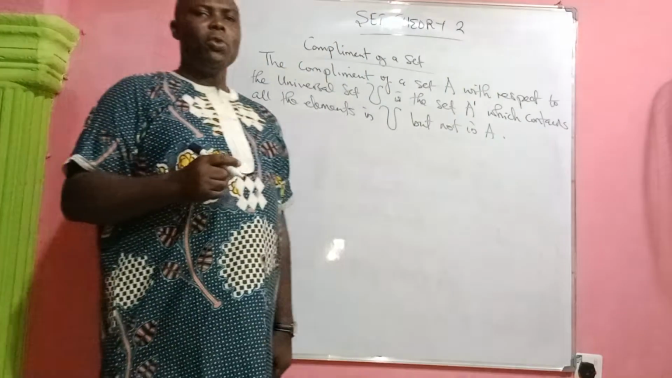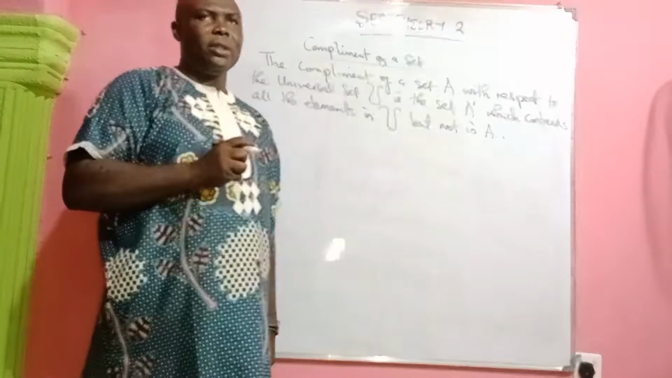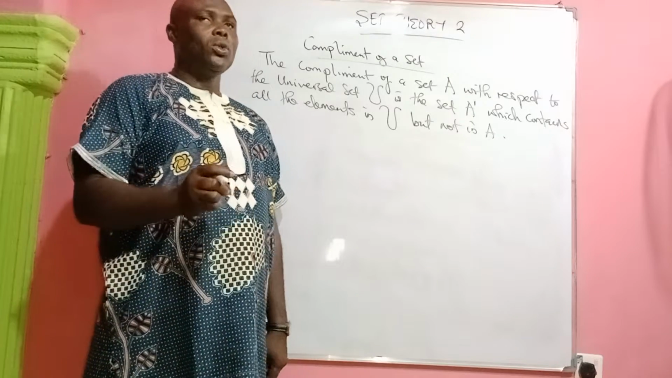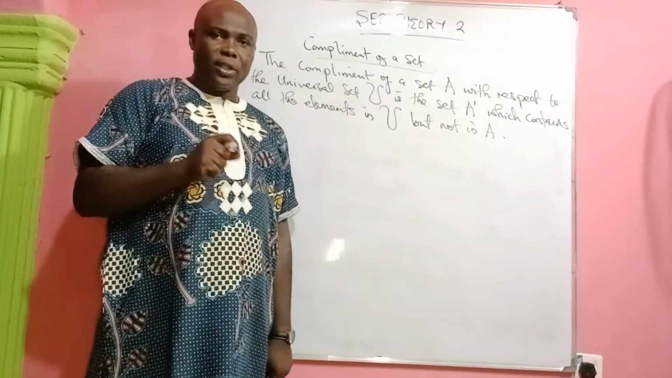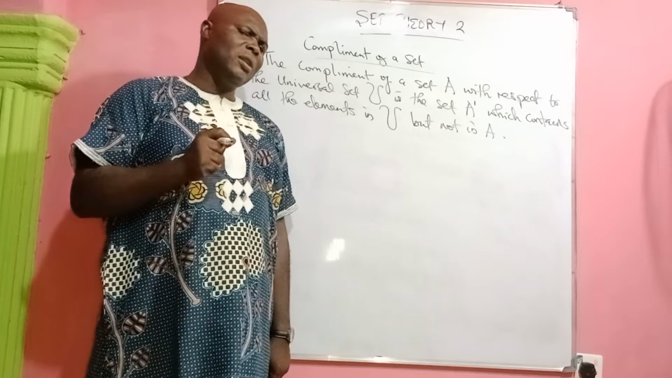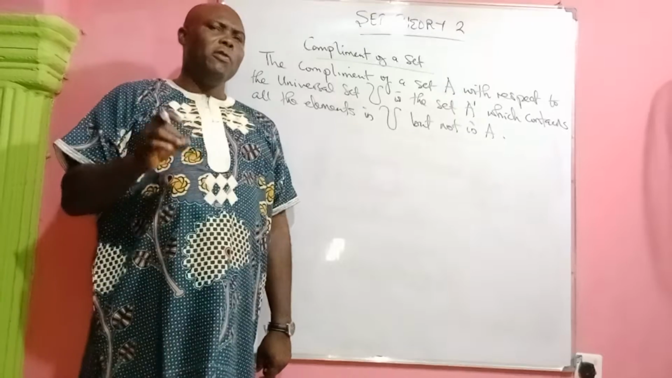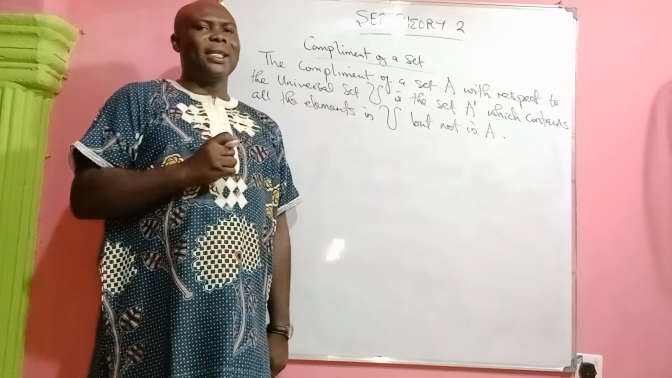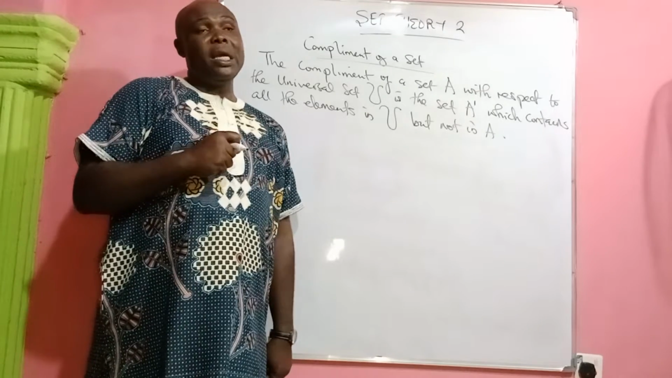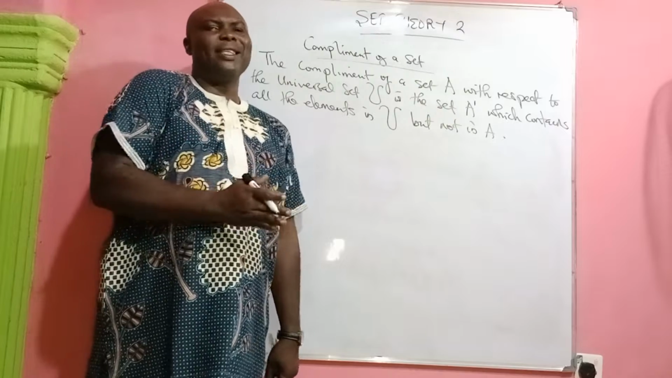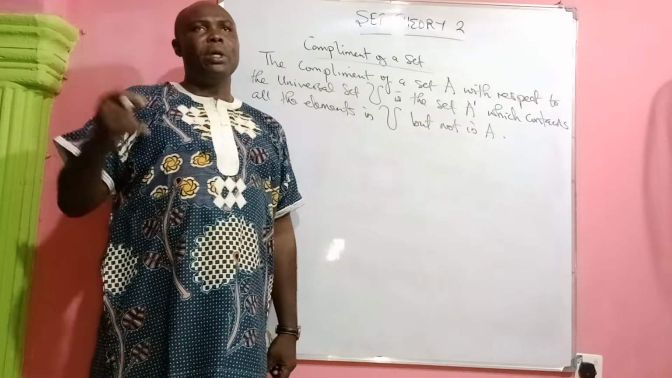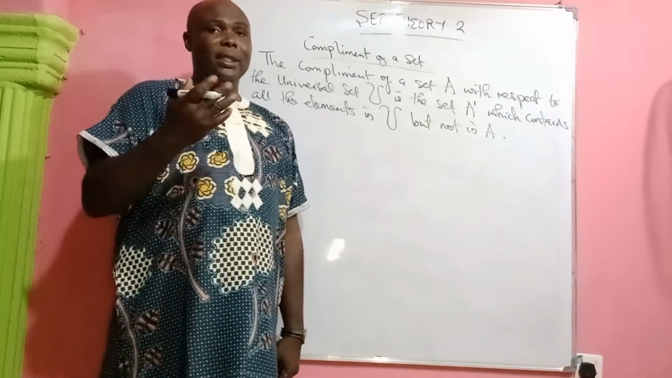Each time we want to define the complement of a set, we must always do that with respect to the universal set. What's the universal set? The universal set is the overall set from which every other subset is derived. So when you're given subsets and you unite them together, they should be able to give you the universal set in most cases.